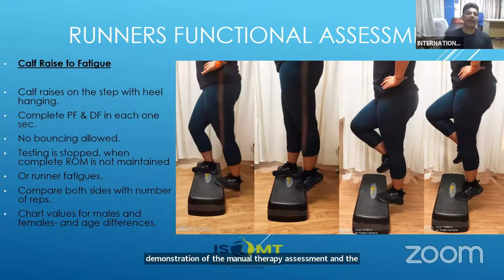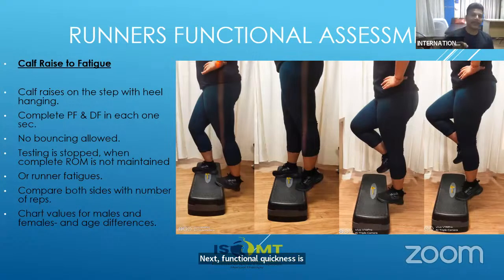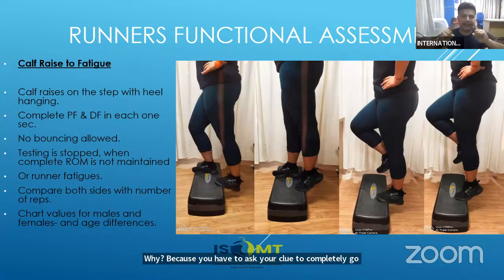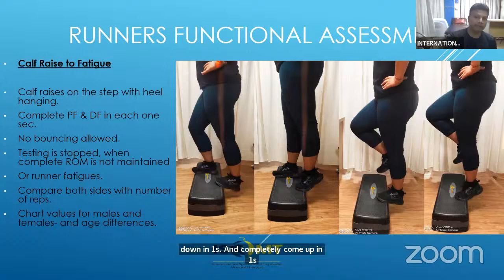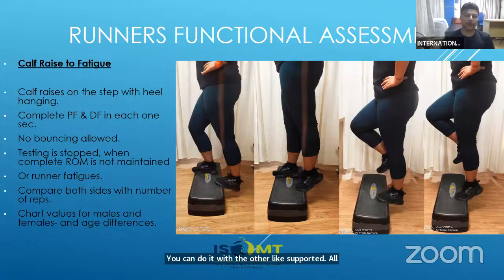Next functional quick test is calf raise to fatigue. See carefully. When we are doing calf stretches or calf raises, we actually do it wrong. Why? Because you have to ask your athlete to completely go down in 1 second and completely come up in 1 second. You can do it with the other leg supported or unsupported as well. Because most of the time people are hopping, they're just jumping on their calf and they think they're stretching their calf and doing calf pumps. No, that's not proper calf strengthening, because if you're bouncing and just doing a time pass over there, believe me, the test is over.